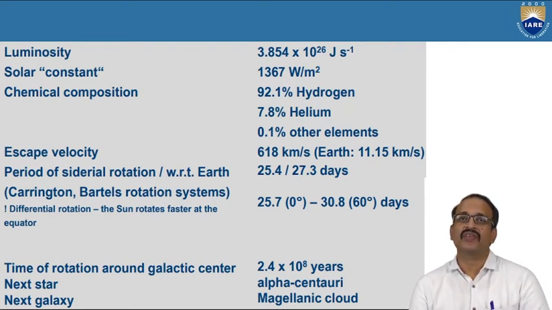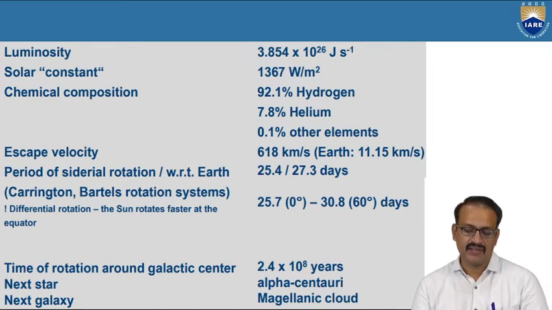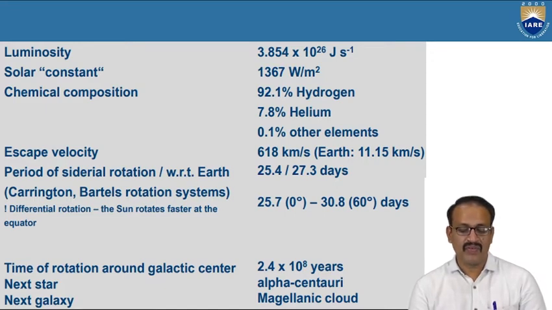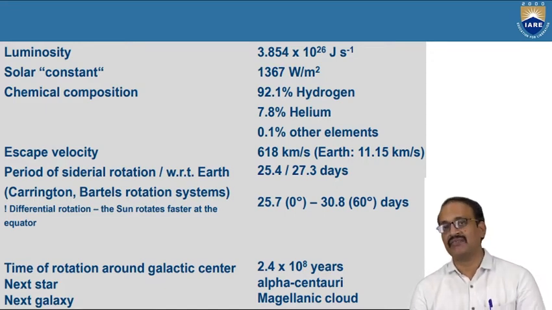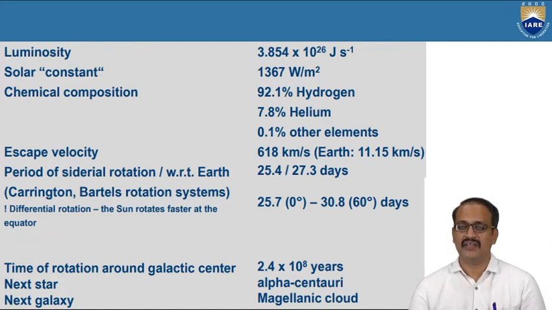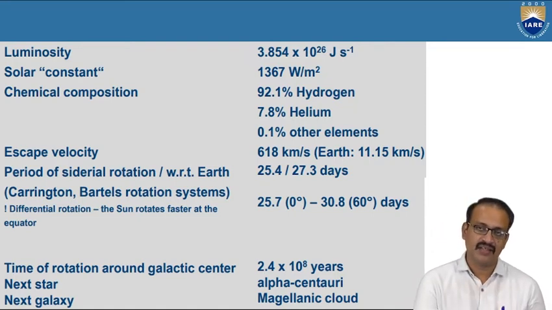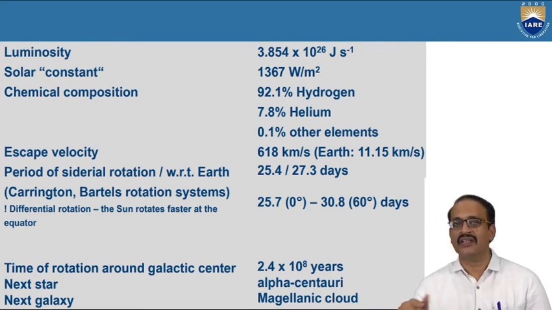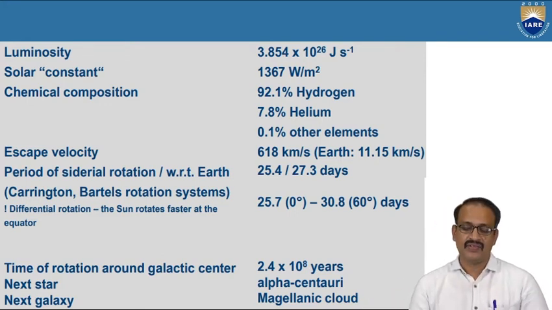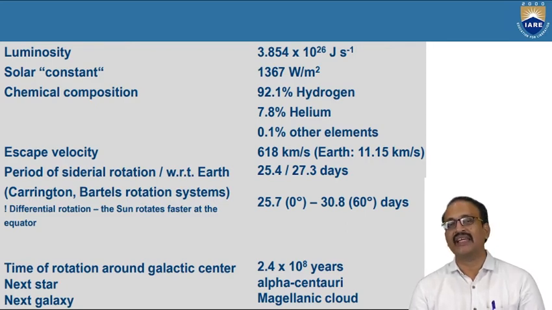Okay. So the period of sidereal rotation is 25.4 to 27.3 days. Okay, that is it. Time of rotation around the galactic center. We have discussed, no? Our planets are rotating around the sun, and the sun is rotating around the center of the galaxy. So that is 2.4 into 10 power 8 years.